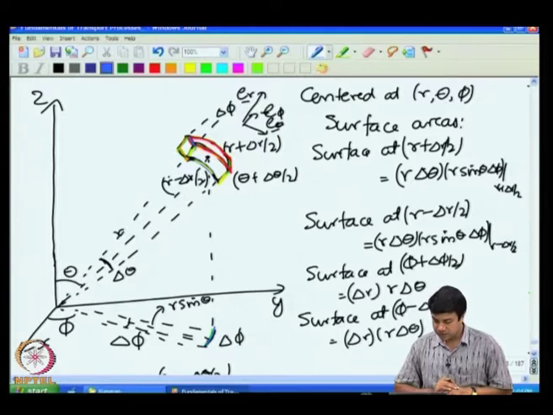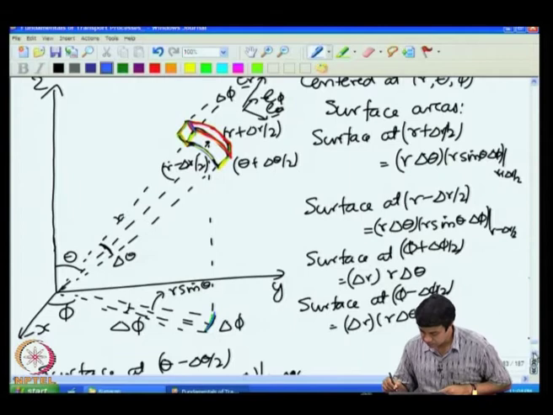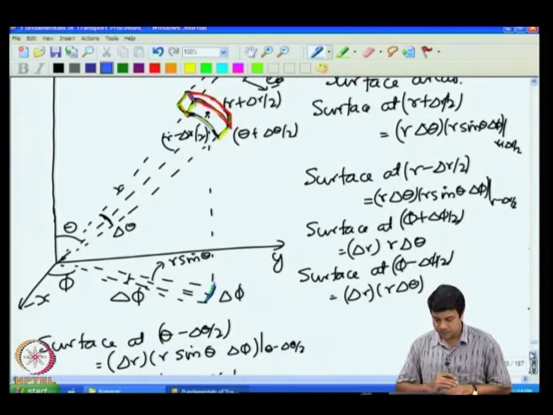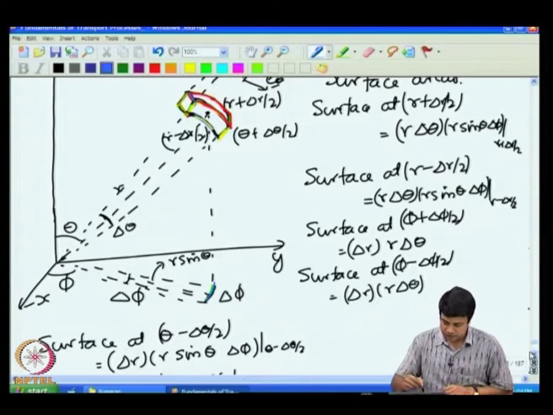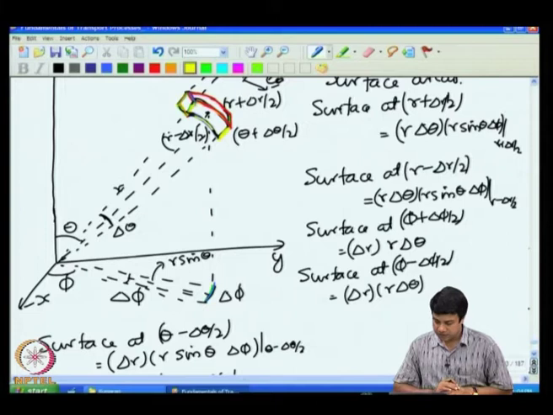Similarly, for the surfaces at phi plus delta phi by 2 and phi minus delta phi by 2, which are the front and the back surfaces, one side here, shown by the yellow, is delta r. The other one is r times delta theta, at phi plus delta phi by 2 and phi minus delta phi by 2.